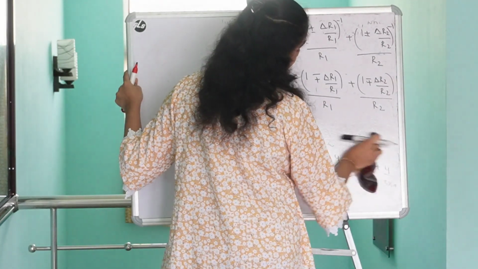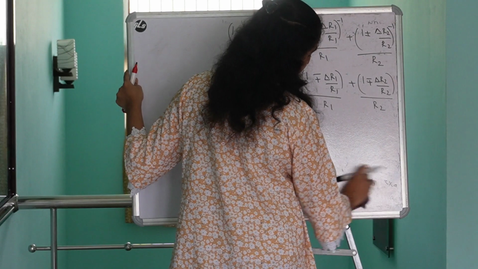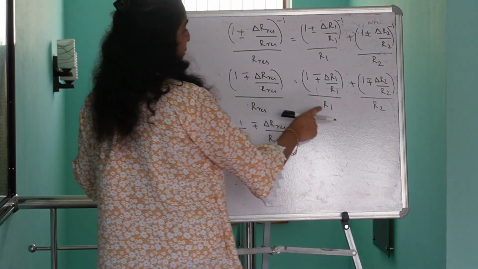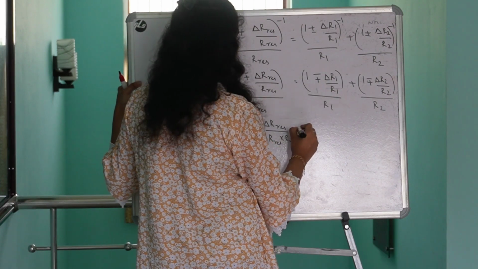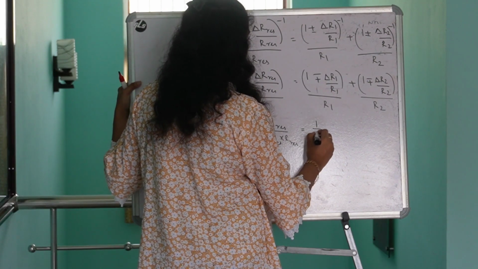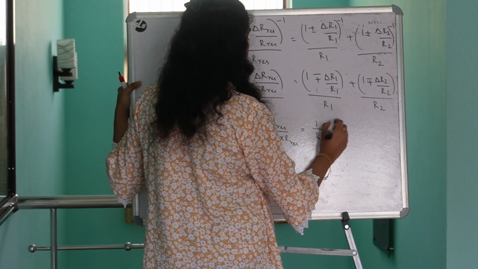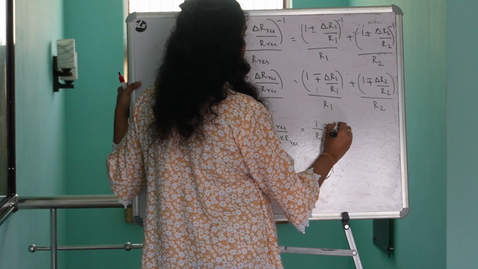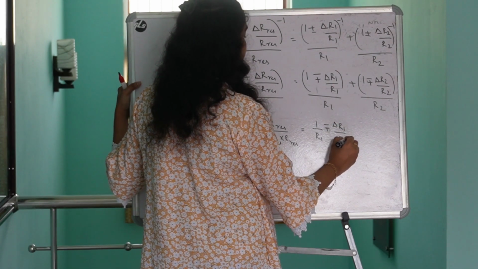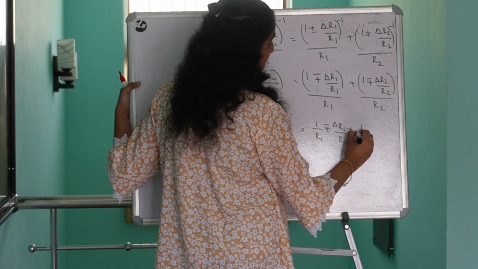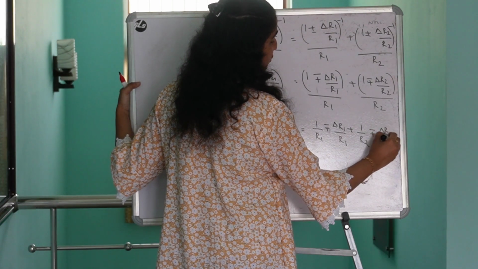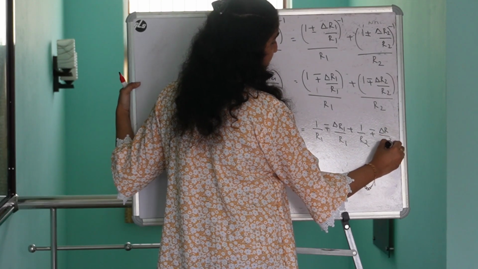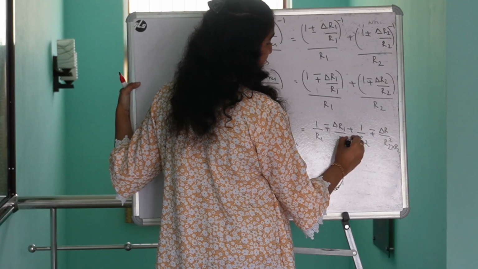You can do this same operation on the other side of the equation also. That is, I am going to divide both of these terms by R1. That is equal to 1 by R1 plus minus or plus del R1 by R1 into R1, again plus 1 by R2 minus or plus del R2 by R2 into R2. Is it clear, guys? Yes.